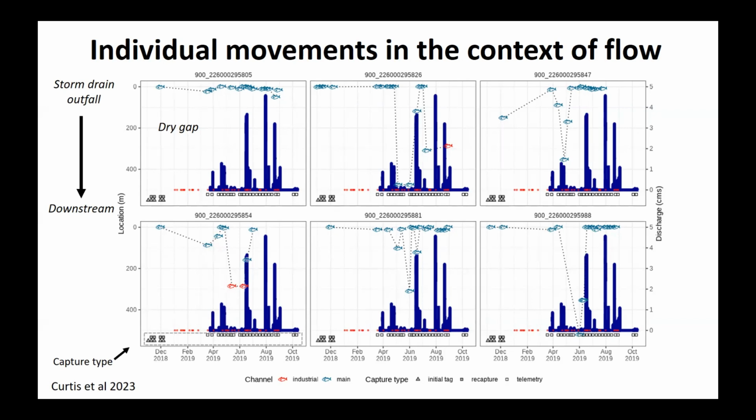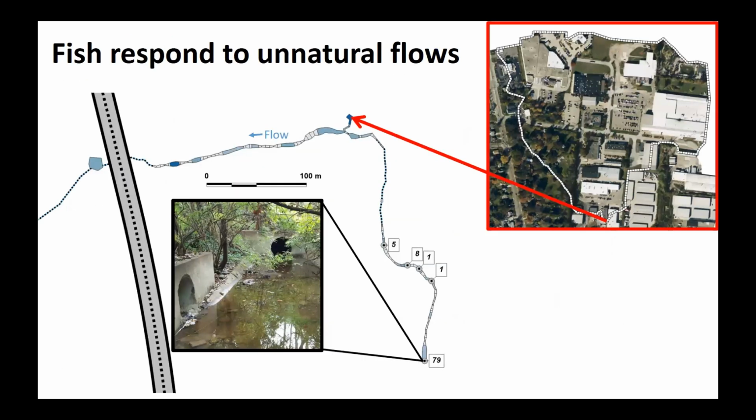came back downstream again. Some of these movements occurred during major storm events, and some of these movements occurred during lower flow events. But we also had a really interesting experience, and there's a couple of fish whose symbol shows up in red. And these are fish that showed up where the industrial channel enters the stream about halfway down.